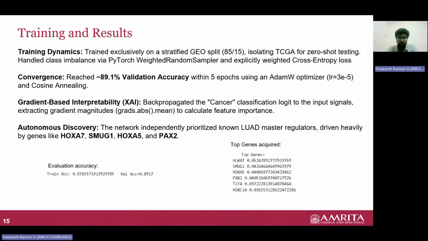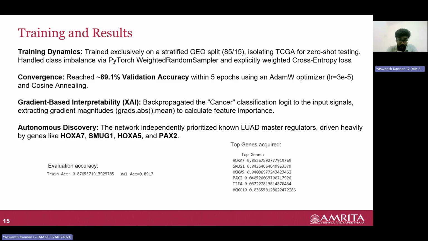Additionally to the performance, we also focused on interpretability. So we applied a gradient-based analysis where the gradients of the output with respect to the input features are computed. By analyzing the magnitude of these gradients, we were able to identify which CpG sites contributed most to the prediction. Using this approach, the model was able to highlight several biologically relevant genes, including the genes mentioned here, which are HOXA7, HOXA5, and PAX2.